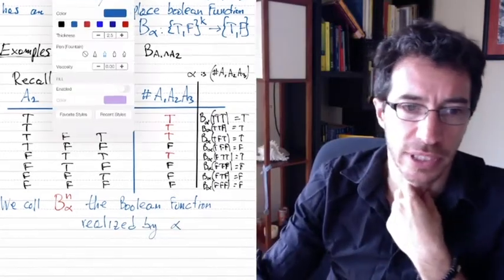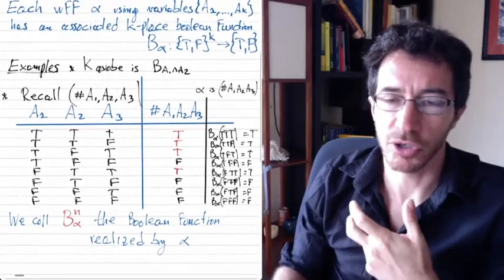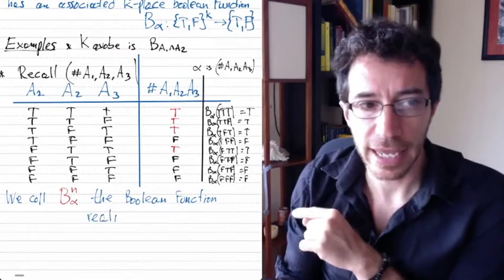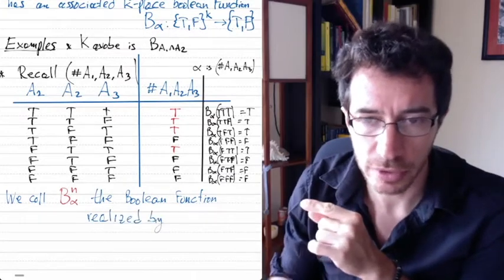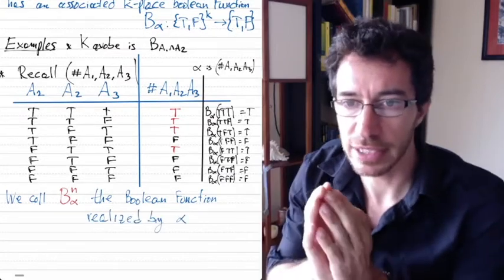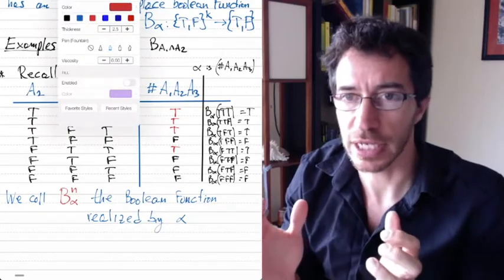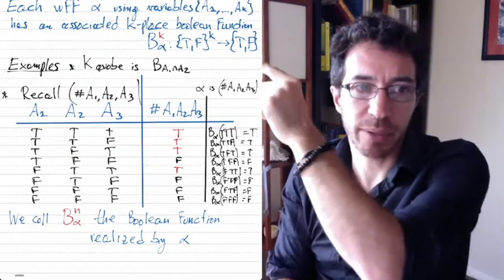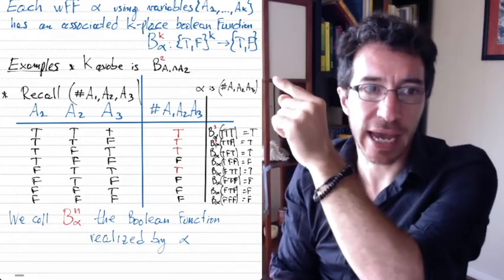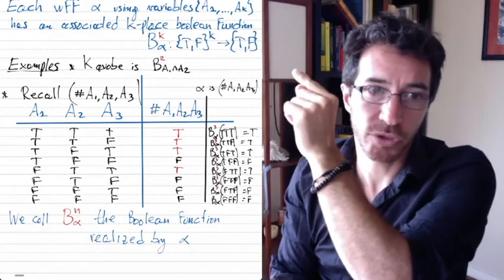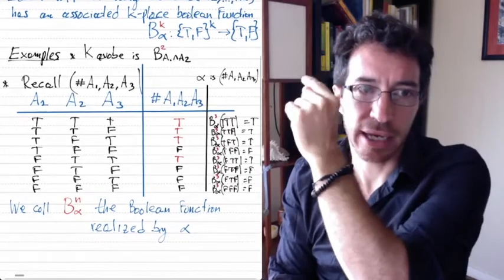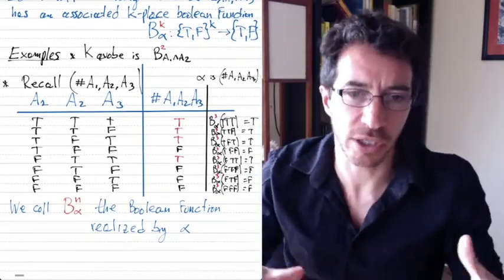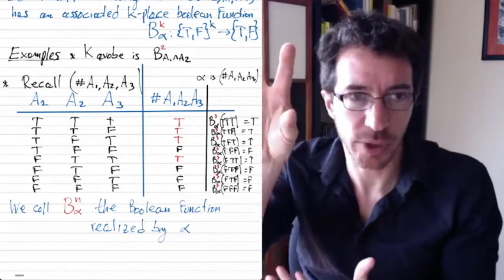Sometimes we say associated to alpha or realized by alpha. And that n that's on top on the superindex represents how many inputs it has. In this case, it has n inputs, but in the case right up here it has k inputs, and then the and has 2 inputs. So that's why we should have put a k and a 2 right there. But we don't need them. If we know what we're working on, sometimes we omit that superindex.